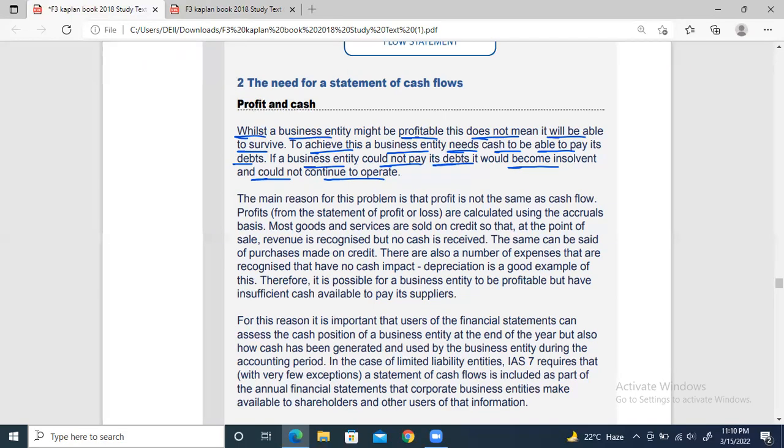Because profit is actually not cash, we will be reading in the next paragraph what the reasons are. Let me give you some introduction. There are many kinds of non-cash expenses that are included in the profit or loss statement, right? Like, let's say, depreciation and amortization.